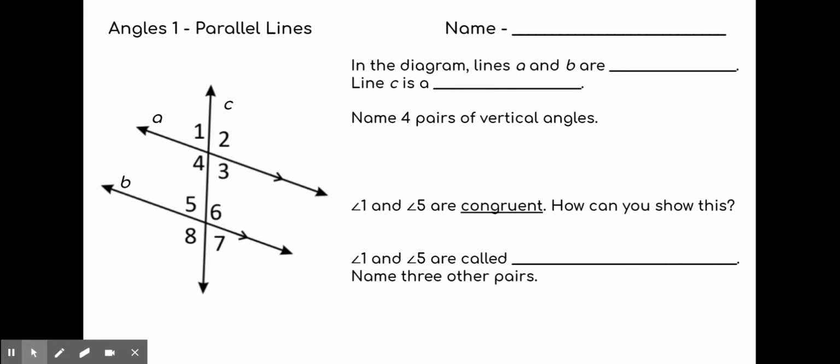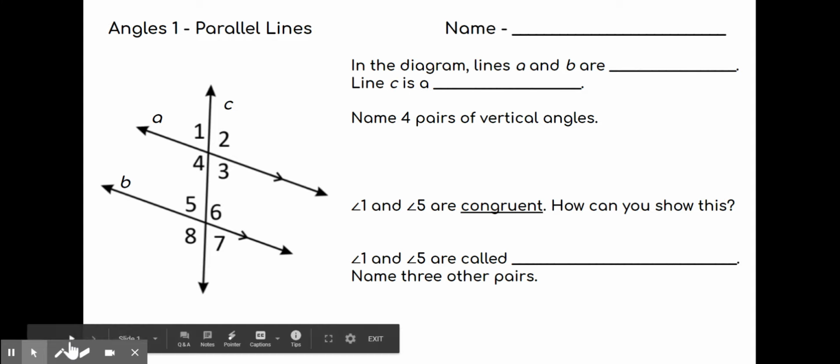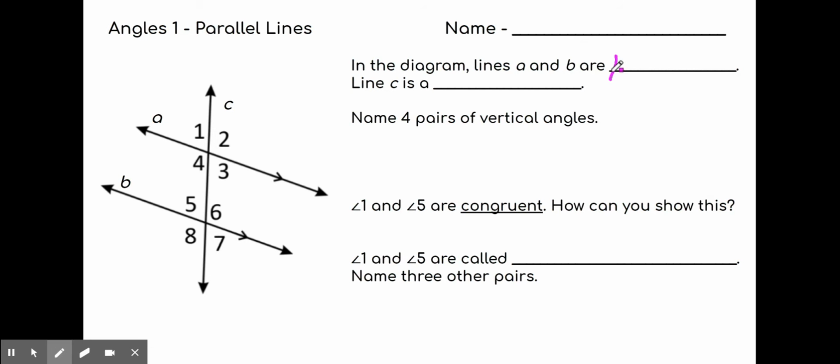So today we're going to look at angles that are formed by parallel lines when a third line intersects the parallel lines. So look at this diagram right here. I have line A and line B, and notice these two little arrows in the middle of the line. When that happens, we know they are trying to tell us that lines A and B are parallel.